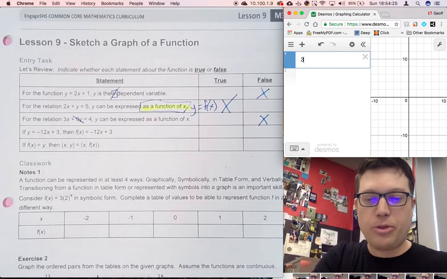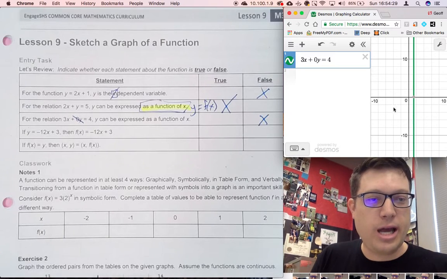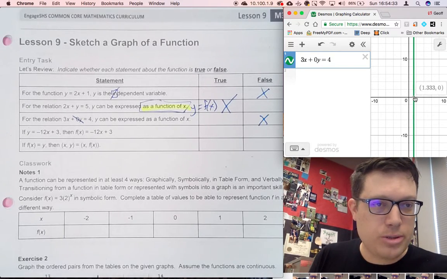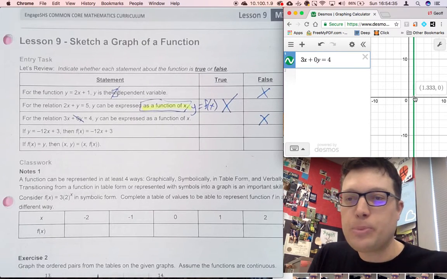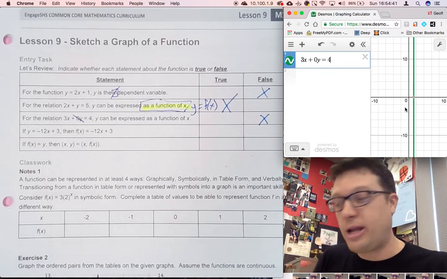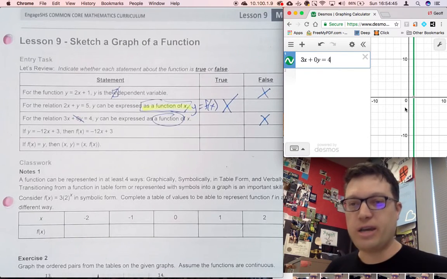If I type 3x plus 0y equals 4, you can see that I have a vertical line at approximately 4/3. Yeah, 1.333 repeating. So when you have a vertical line and you graph it on Desmos, you can see that the vertical line test fails, and therefore you do not have a function. Y is not a function of x.